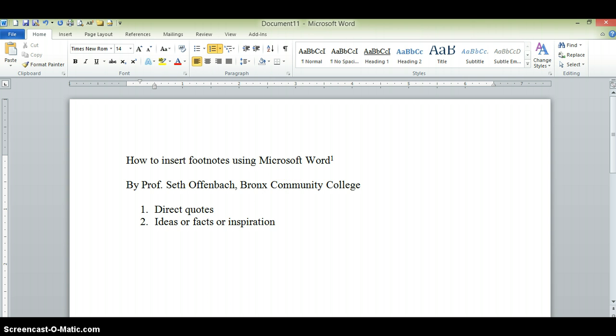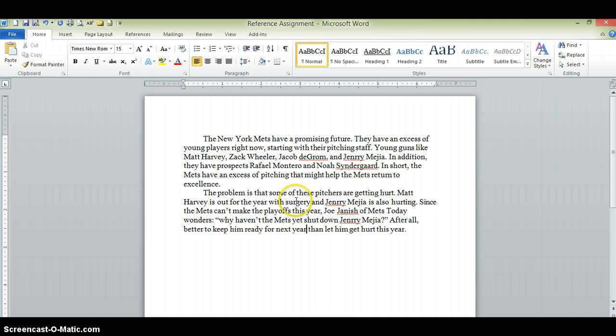I'm going to show you an example of something I wrote over here about the New York Mets. I wrote that the New York Mets have a promising future. They have an excess of young players right now, starting with their pitching staff. Young guns like Matt Harvey, Zach Wheeler, Jacob deGrom, and Jenry Mejia. In addition, they have prospects Rafael Montero and Noah Syndergaard. In short, the Mets have an excess of pitching that might help the Mets return to excellence.